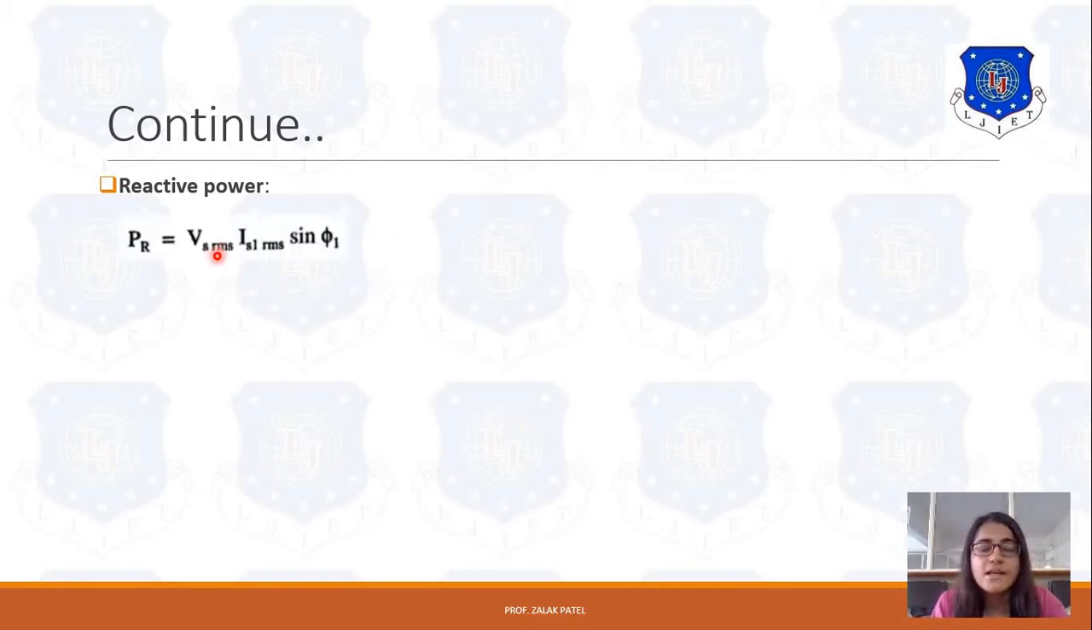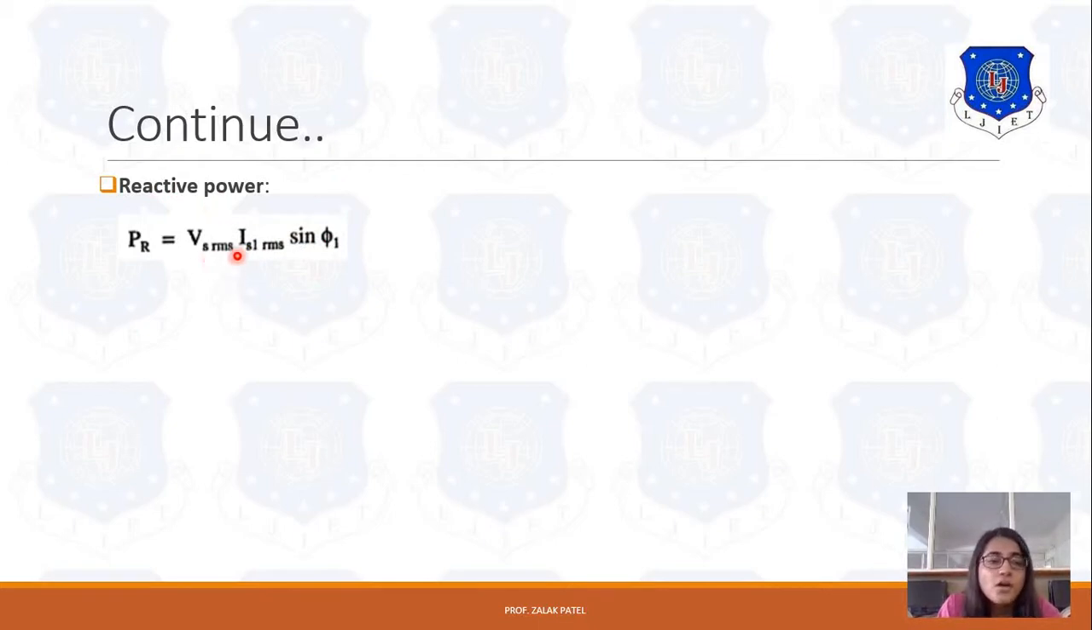Next is reactive power. Reactive power is generally not a preferable term, and according to the basic electronics definition, it is denoted by capital P with subscript R, meaning reactive power. It is equal to Vs RMS into Is1 RMS into sin phi. Please note that in case of reactive power the multiplication by sin phi is taken, while in case of active power the multiplication by cos phi is taken.